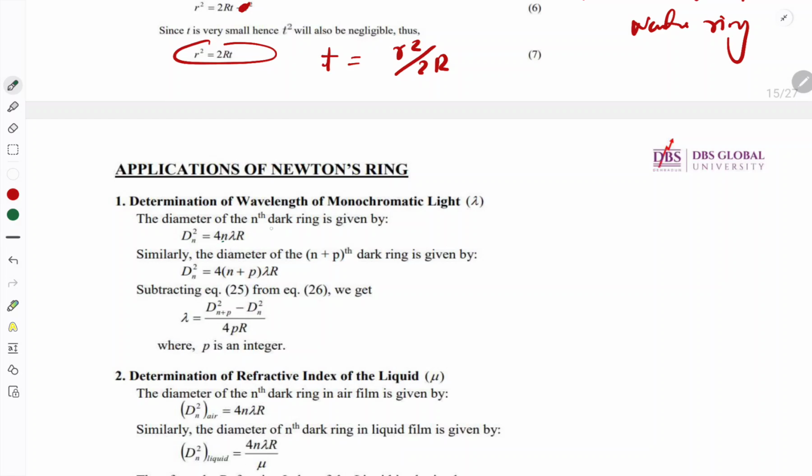Now if the nth ring has diameter square 4n lambda R, the (n plus p)th ring has diameter square 4(n plus p) lambda into R. Just subtract these two, and we are able to find out the lambda. So what is the lambda? D(n plus p) whole square minus Dn square upon 4pR. So this is your value of lambda, or you can say the wavelength of monochromatic light.